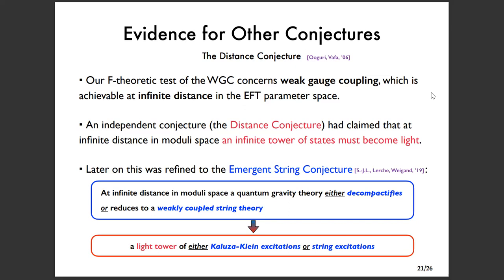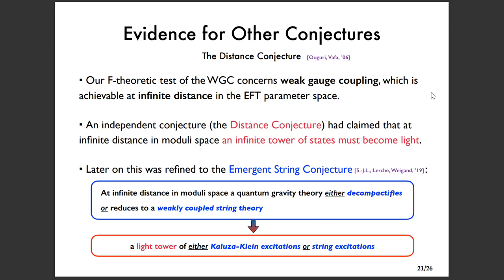Note in particular that the sublattice of weak gravity particles, which we have identified at the weak gauge coupling regime of F theory, themselves form a light tower of states whose presence is predicted by the distance conjecture. Furthermore, they arise as the string excitations of a light weakly coupled critical string, which emerges in the limit as predicted by the emergent string conjecture.